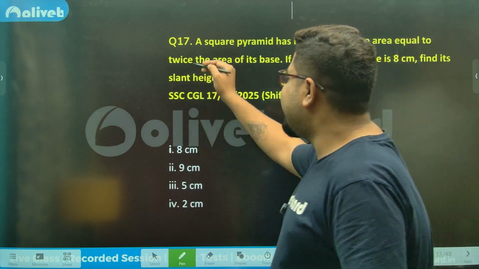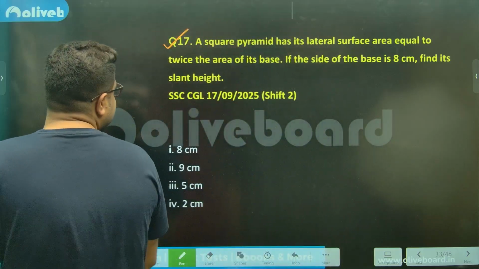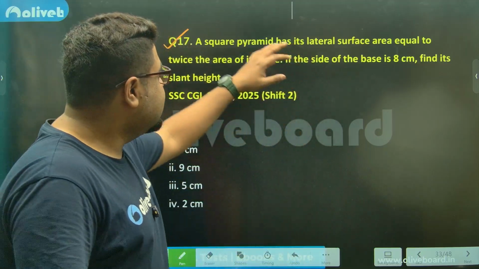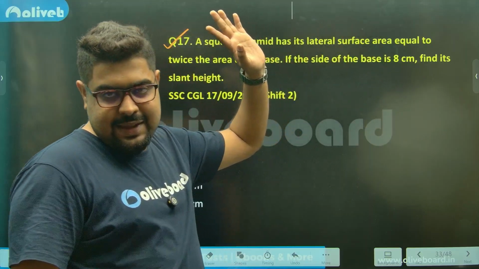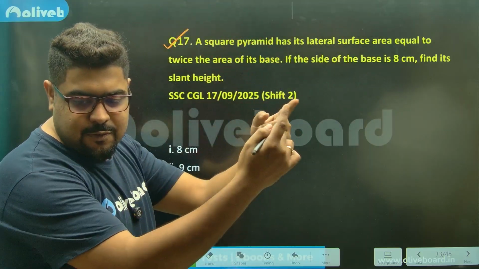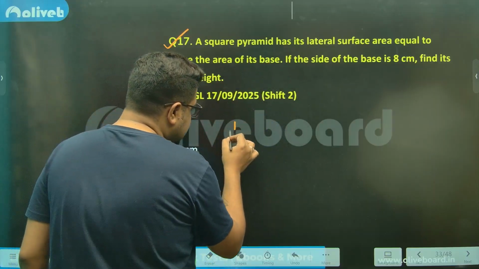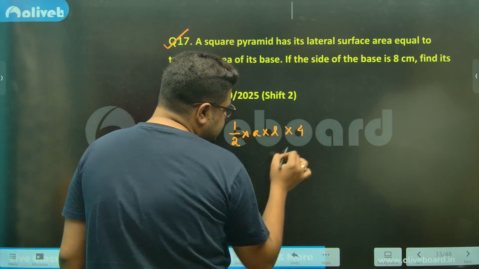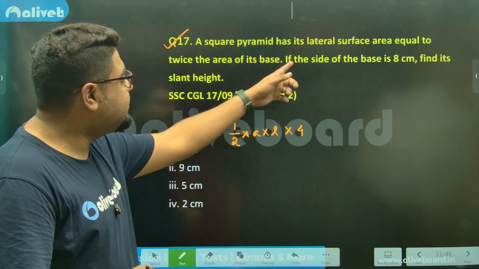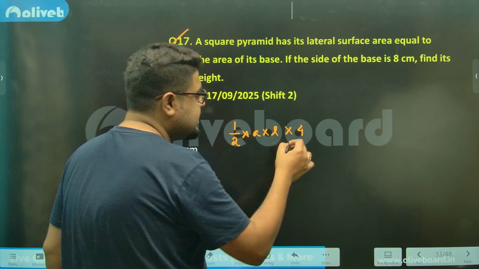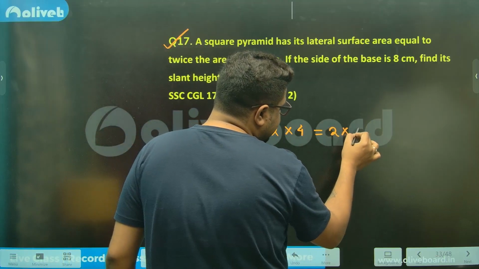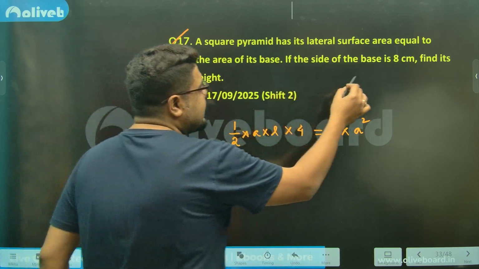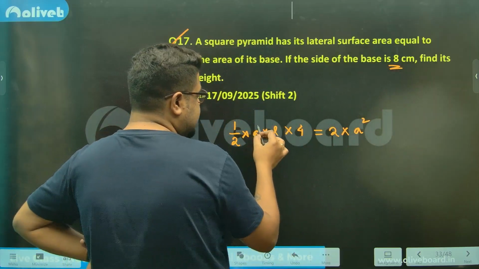Next one, another pyramid question. A square pyramid, meaning base is a square, has a lateral surface area. Lateral surface area meaning those four sides. Again, I told you that is half. Base is A into L into 4 because there are four sides. Lateral surface area equal to twice the area of the base. Base is A square because A is the side length. Side of the base is 8 centimeter. A is 8 actually.